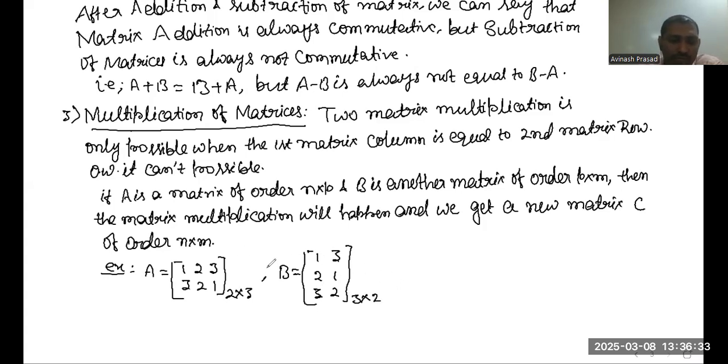So look at the two matrices A and B. In the first matrix A, the number of columns is 3, and in the second matrix B, the number of rows is 3. So the first matrix column is equal to the second matrix row. Here the matrix multiplication is possible and we get a new matrix C of A into B, whose order is 2 cross 2. So what is C? Now we are going to multiply the matrices.